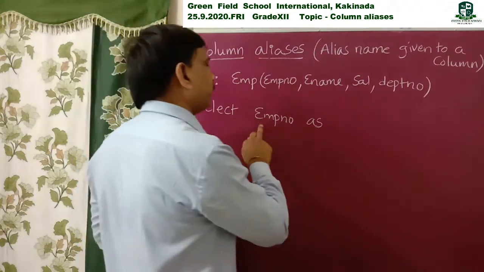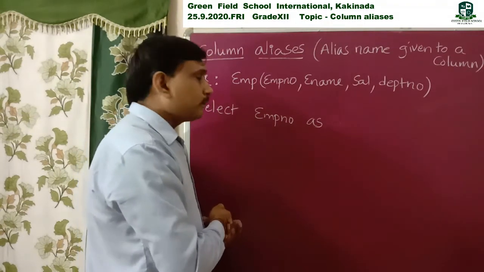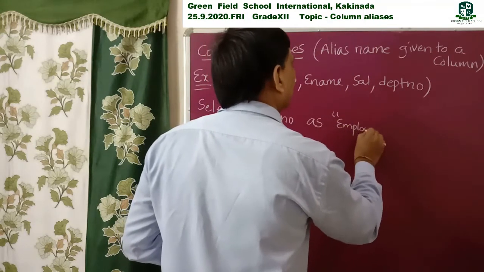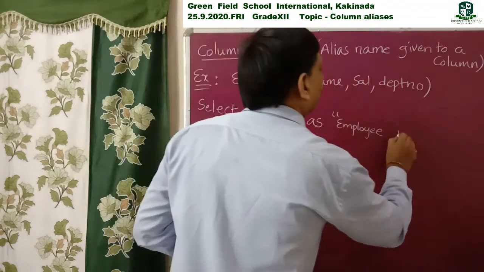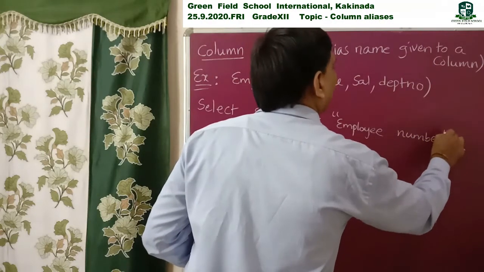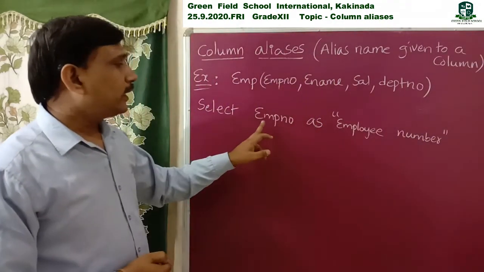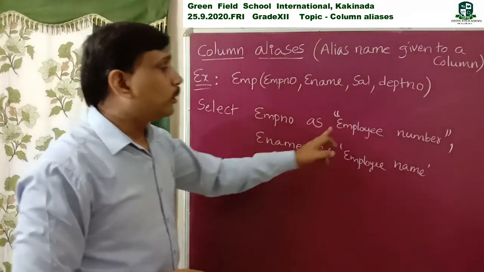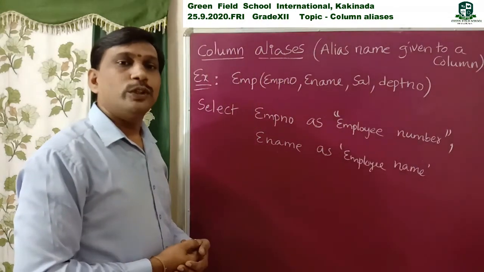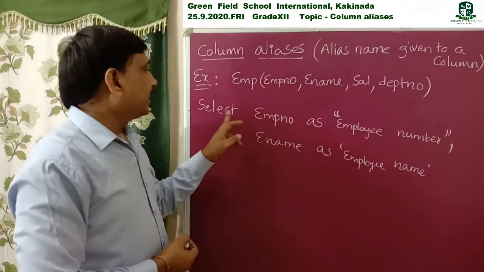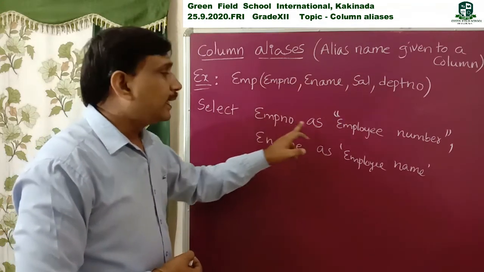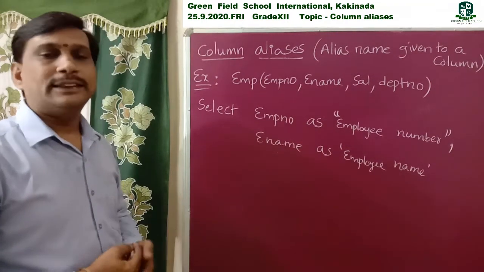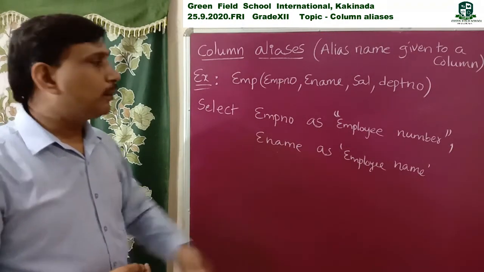Here I specify the column alias name for EMP number: employee number. See, EMP number as employee number. We use double quotations here. When we are using column aliases like this, we specify double quotations.